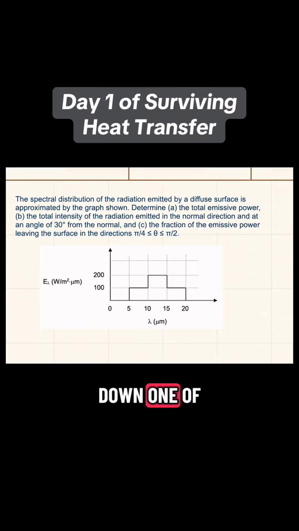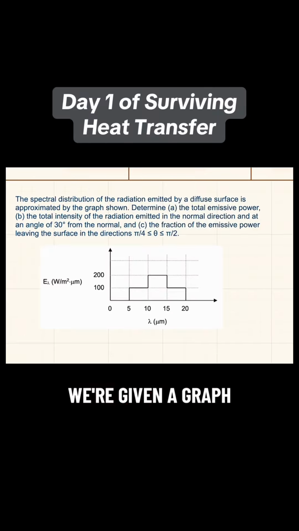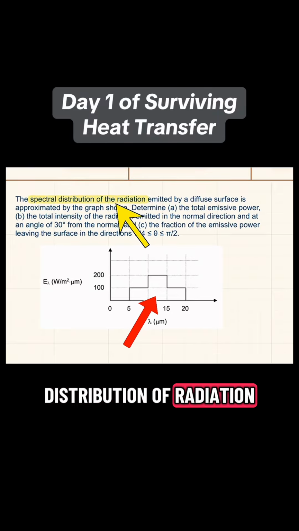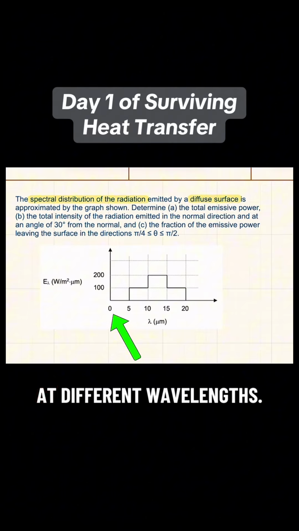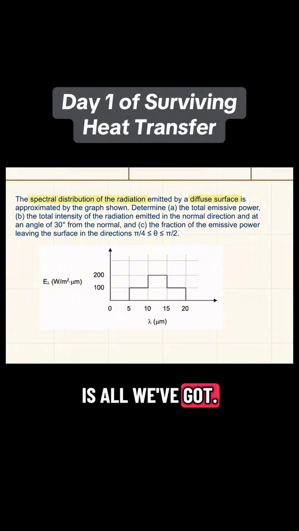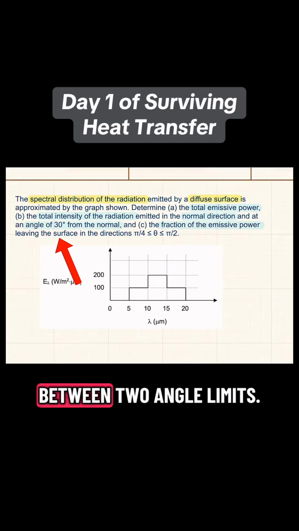Today, we're breaking down one of those radiation problems that looks harmless, until you see the triple integral at the end. We're given a graph of the spectral distribution of radiation from a diffuse surface. That just means the surface emits different amounts of energy at different wavelengths, and the graph is all we've got. The problem wants 3 things: the total emissive power, the intensity emitted in certain directions, and the fraction of energy leaving between 2 angle limits.